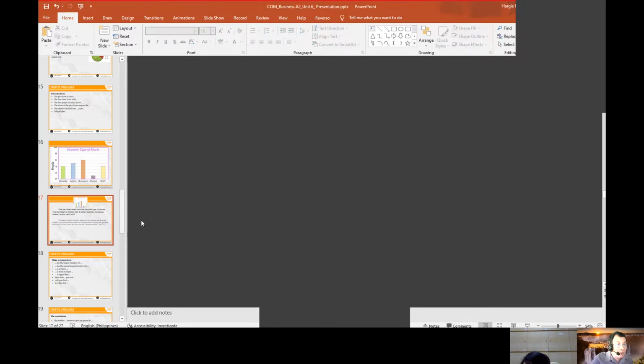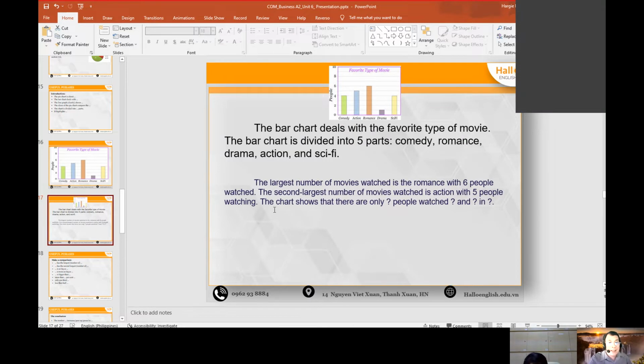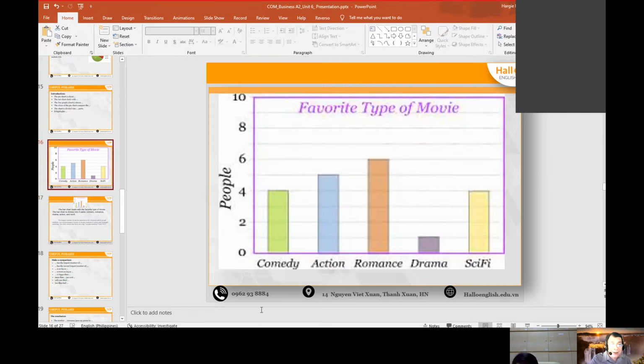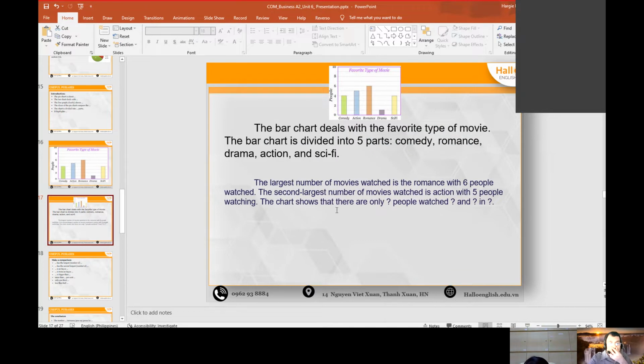Okay, let's try to answer this one, Toy. The chart shows that there are only... so what do you think would be our answers in here? We already discussed romance and action, where in romance would be the largest number of people watching. And then second would be the action, because there were five people watching. And then after that, the chart shows that there are only how many people watching in comedy?